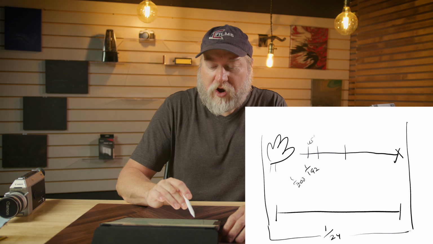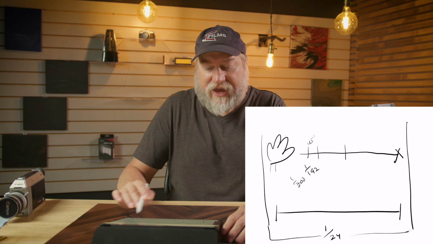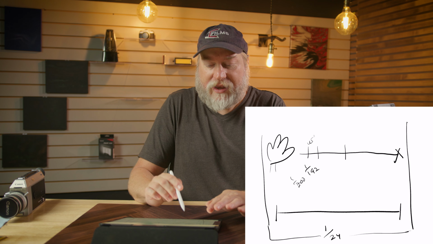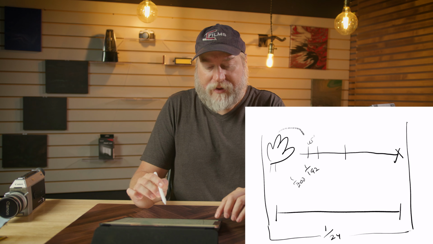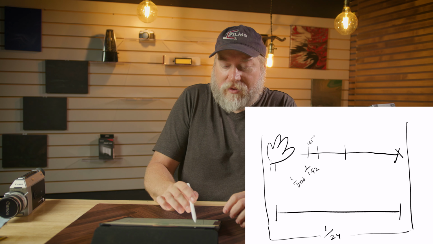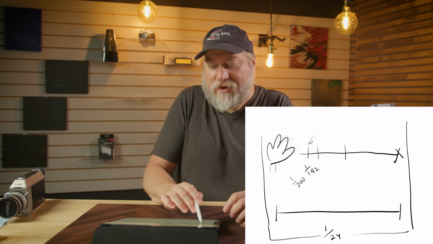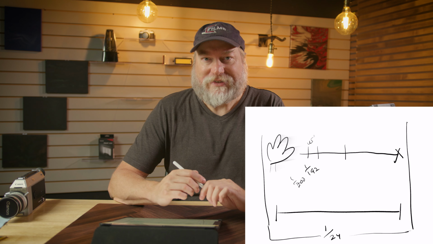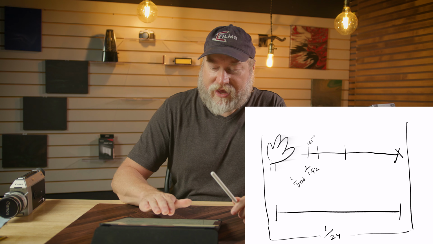So now we've moved our hand from here to here in 1 second, but we've only captured it on the sensor or the film in this short period of time. So what does that look like? Well, you get just a little less motion blur. Now hopefully this is starting to make a little more sense.